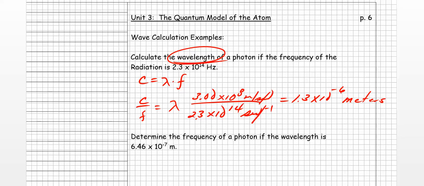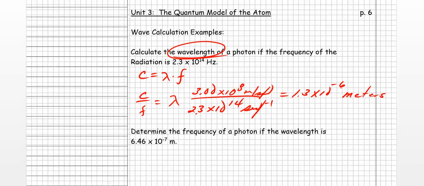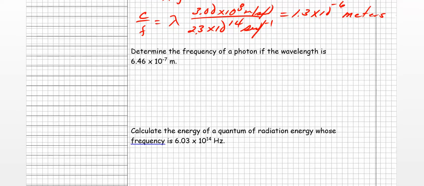All right, let's take a look at the next one. It says determine the frequency of a photon if the wavelength is 6.46 times 10 to the minus 7th meters. Well, again, the speed of light is equal to the wavelength times the frequency. And I'm looking for frequency, so I'll divide both sides by wavelength. So speed of light divided by wavelength is equal to frequency.